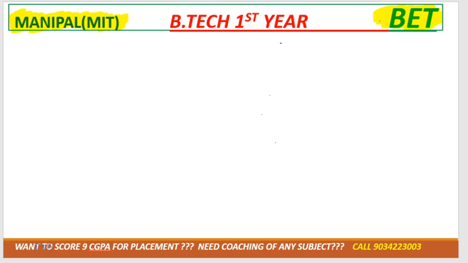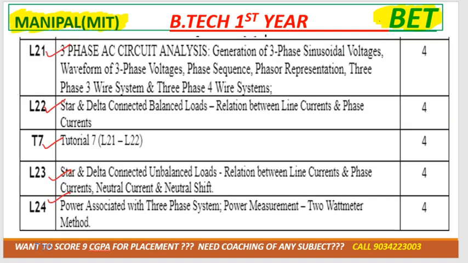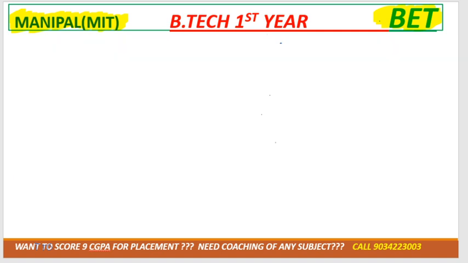Start. In this, I'm briefing you about module 3. What is module 3? That is basically lecture 21, lecture 22, and star delta 23 and 24. If you are from a BT background, then 10 marks from these topics will be covered. So these will include only 3 topics.